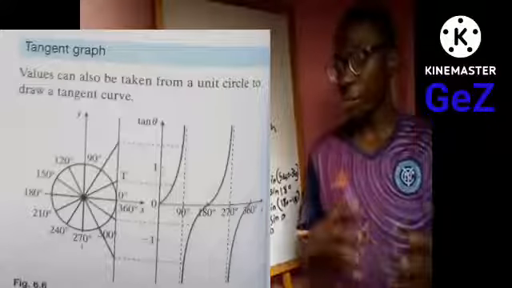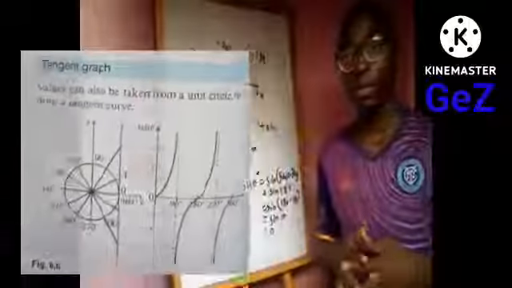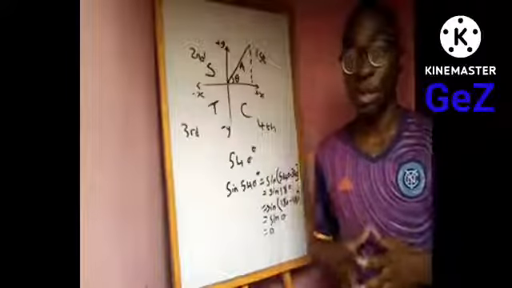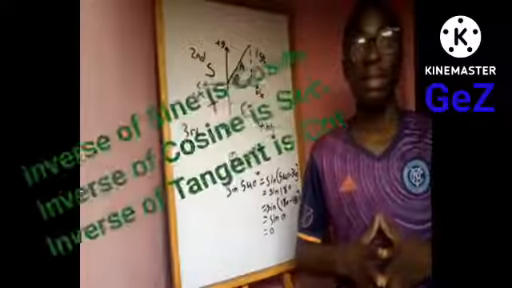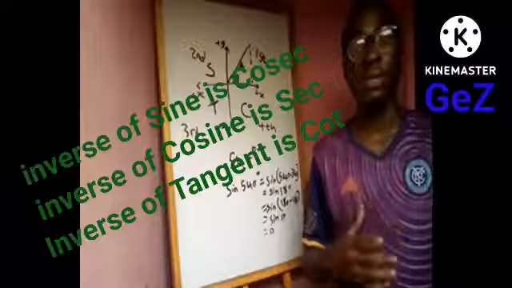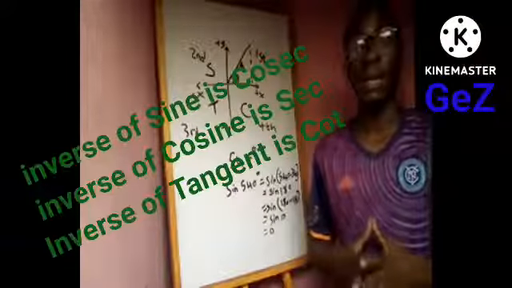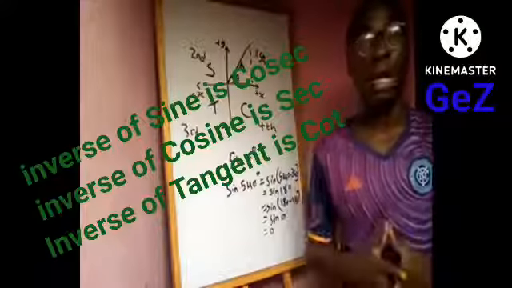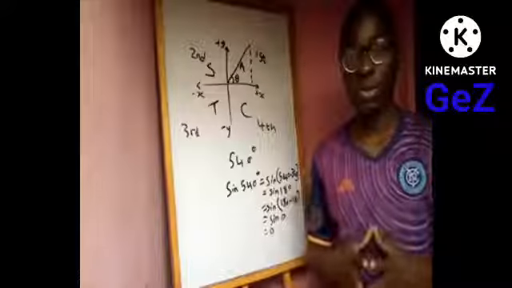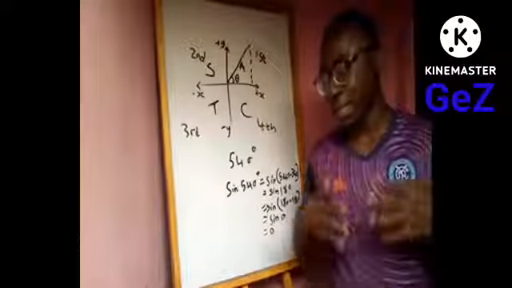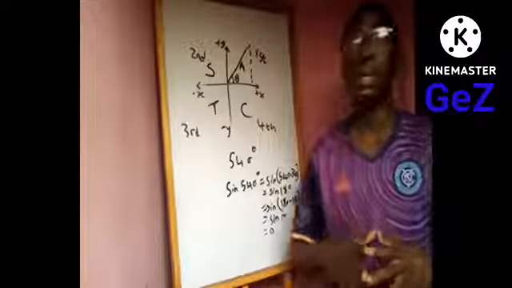Apart from this, you can also be asked to look for the inverse of the trigonometric ratios. For example, the inverse of sine is cosec, the inverse of cos is sec, and the inverse of tan is cot. You can also draw these respective graphs. All you need are the angles and the values of each of these ratios. They will also be drawn in this same manner, and they are not very difficult to draw.